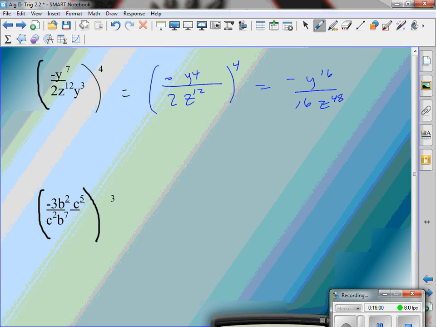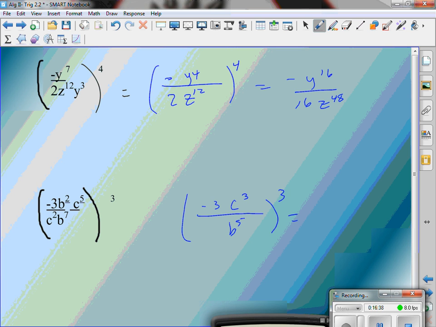Try one more. I'm not going to distribute first because I notice I have B's and I have C's the same. -3. If I look at my B's, where are there more B's at? How many more? 5 more on the bottom. So B to the 5th on the bottom. Look at my C's. Where are there more C's at? How many more on the top? 3. Now I will distribute.